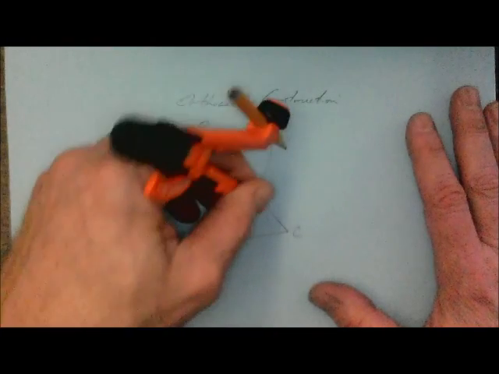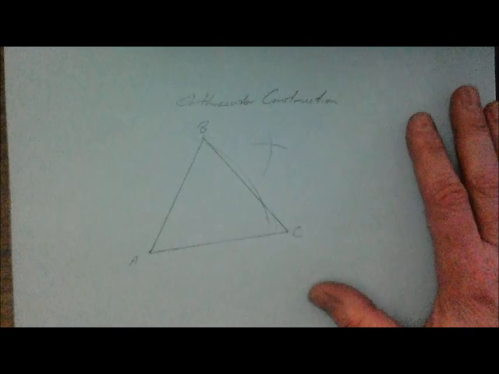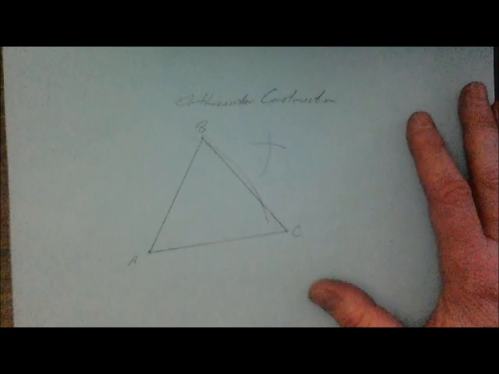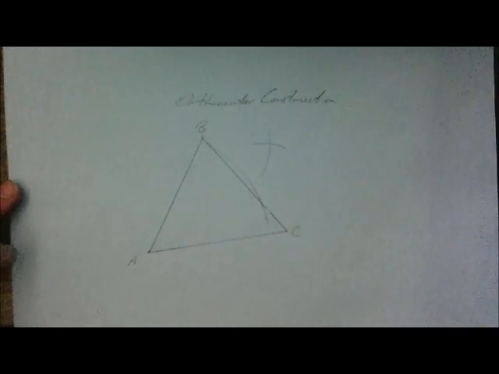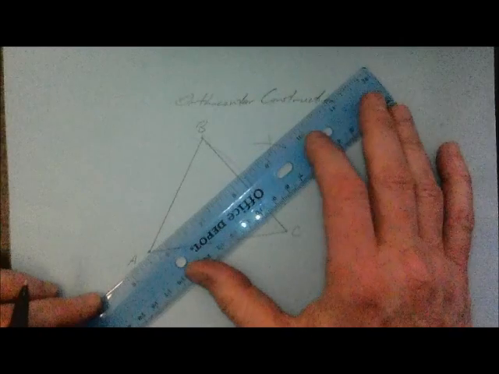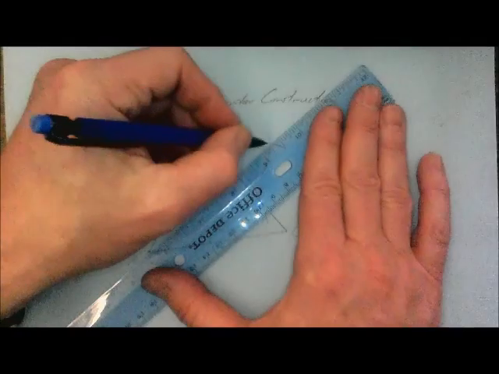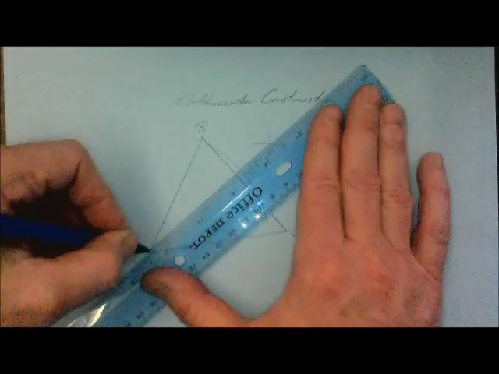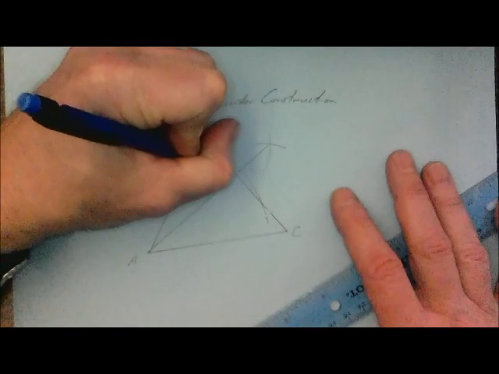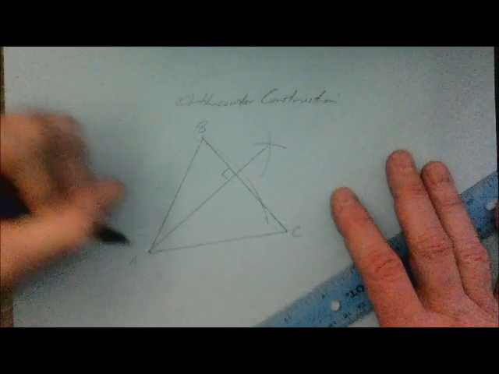Okay, and what that's going to provide is, when I connect that intersection back to A, that's going to create a line that is perpendicular to BC through point A. And that particular line is known as an altitude. Think of the altitude as the same thing as the height of a triangle, what we use to calculate the area.